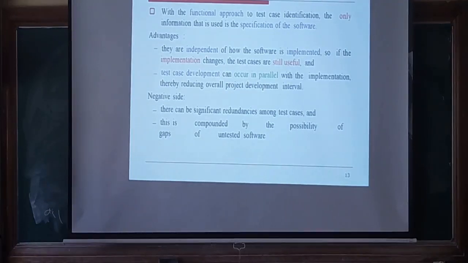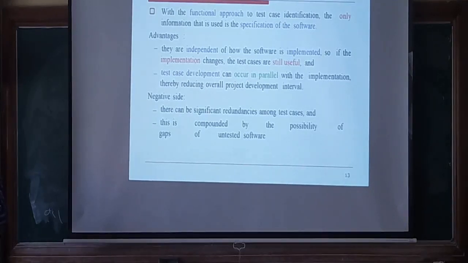So with the functional approach to test case identification, the only information that is used is the specification of the software. Okay. So only the specification of the software is used as the information to identify the test cases, not the implementation part. There are some advantages of doing so. That is, test case development becomes independent of the implementation part. Even if the implementation changes, the test cases are still useful.